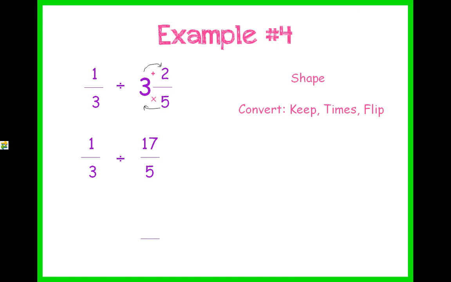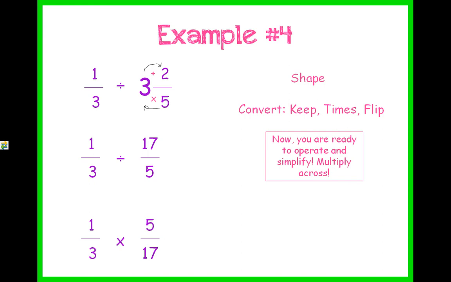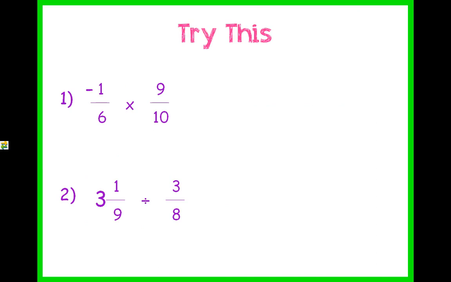Now, instead of dividing here, we need to change it to multiplication, which is a lot easier. So we're going to keep our 1/3, change our division to multiplication, and instead of 17 over 5, we have 5 over 17. Now you're ready to operate and simplify. Multiply across. So, top numbers, 1 times 5 will give me 5, and 3 times 17 will give me 51. This is simplified. This is our answer. I want you to try these on your own, see what you can do.